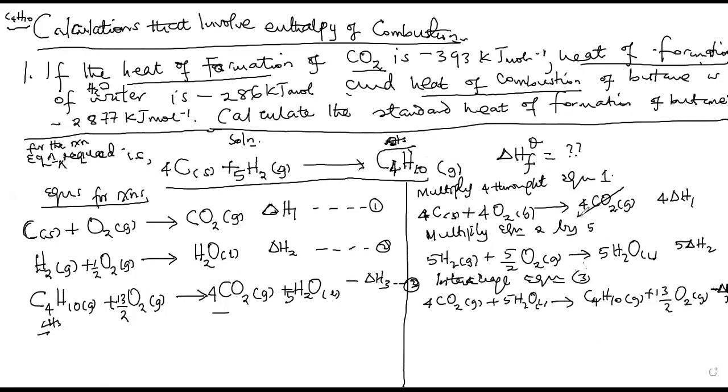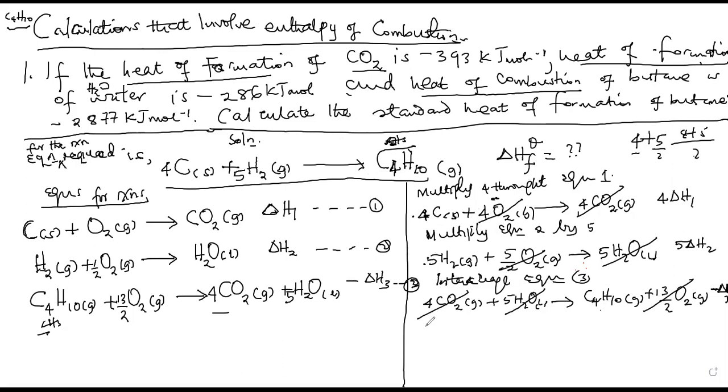4 carbon dioxide, 4 carbon dioxide. 5 molecules of water, 5 molecules of water. Oxygen 13/2. The moment you add these two, they should give you 13/2. You see, 4 plus 5/2, LCM is 2. When you multiply it, it will be 8 plus 5, which will be 13/2. So 13/2 will cancel with 5/2 and 4, implying that I'll be left with the 4 carbons plus 5 hydrogens to give me butane, which is the required equation.